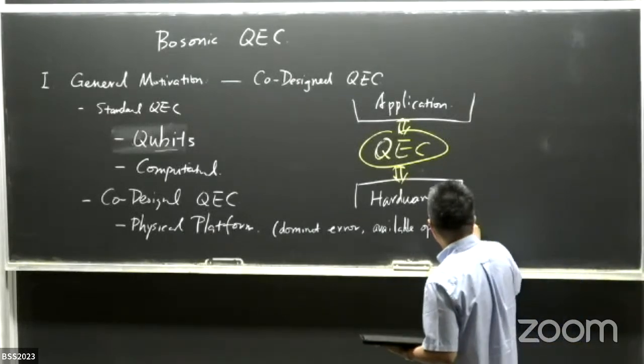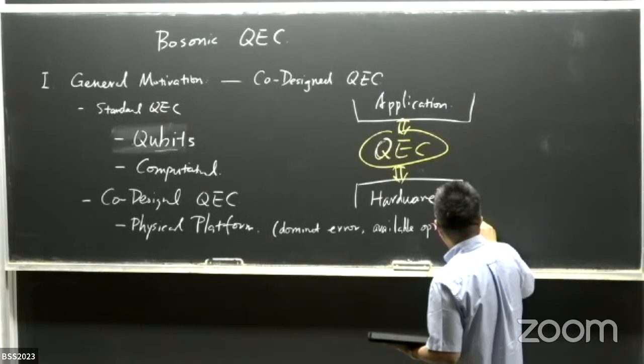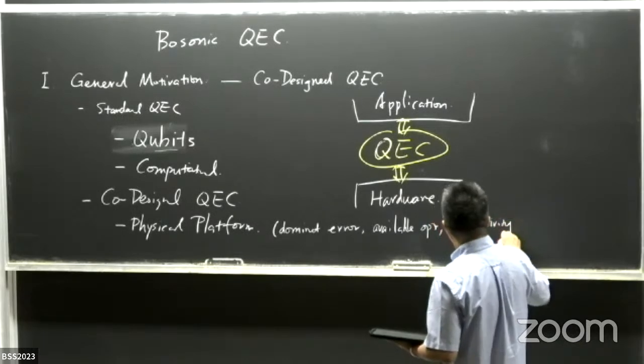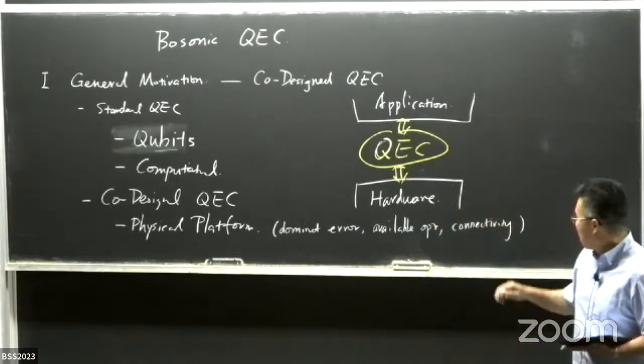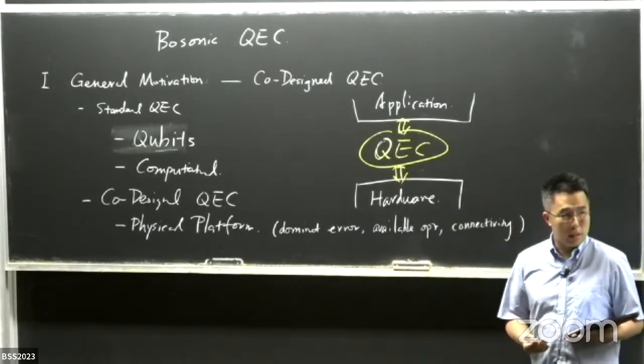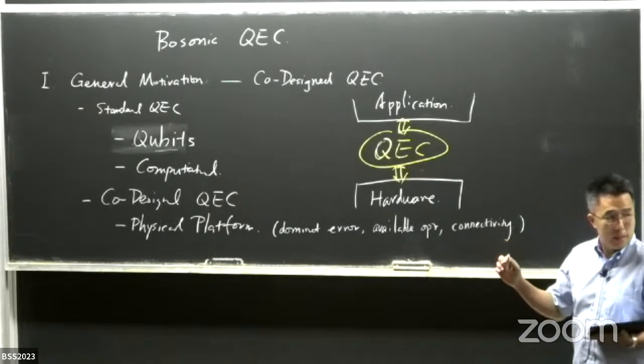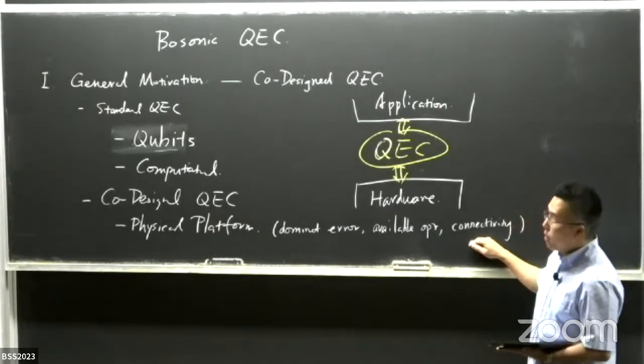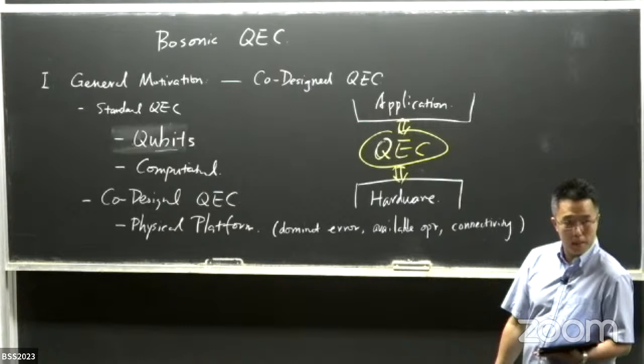And also sometimes you need to worry about the connectivity. Do you prefer to have a two-dimensional connectivity, or do you want to have long range, like distributed quantum computing over a network? So all those things should be taken into account when you design quantum error correction schemes.